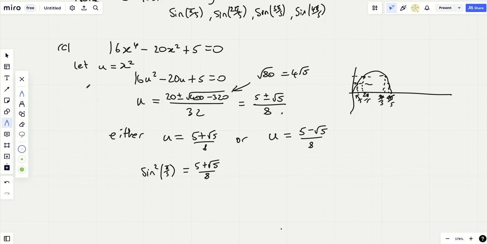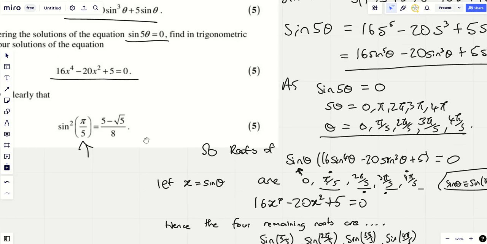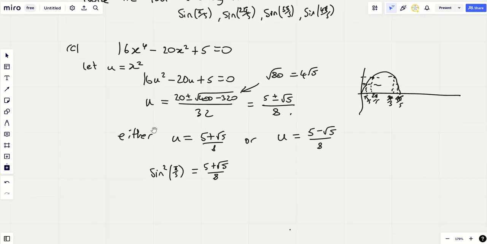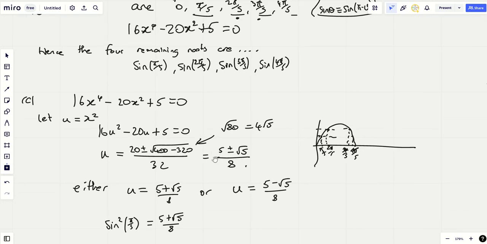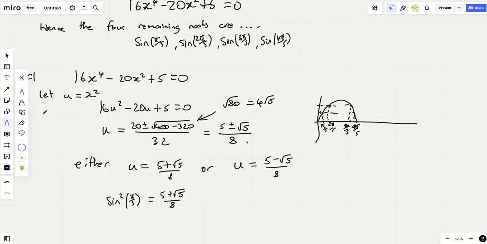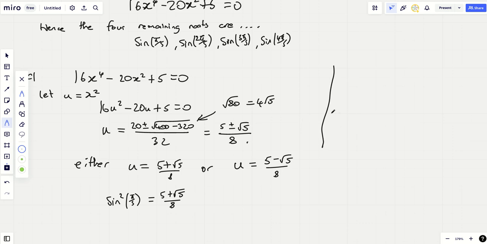Now, we've got to decide which one's which. This is the toughest part of the question, really. Which root should go where? Which root belongs with this root up here? Sorry, I'm fluffing my explanation here. Can I just draw it in a clearer way? Basically, the value of the y-coordinate should be lower for pi over 5. You can see it on the graph.